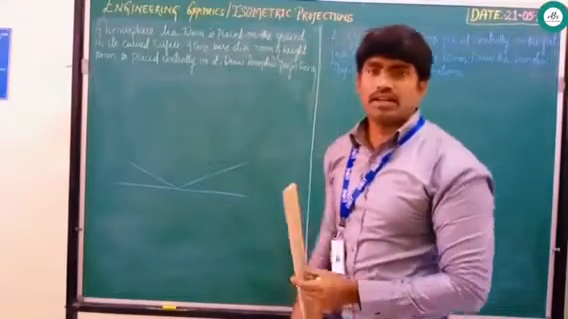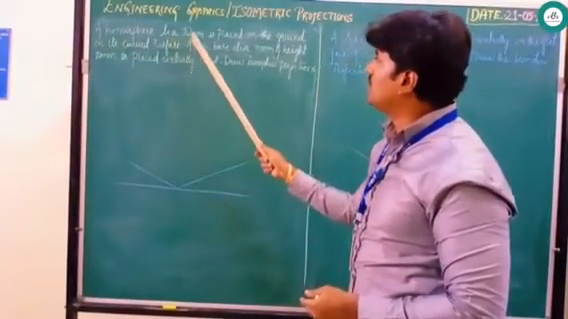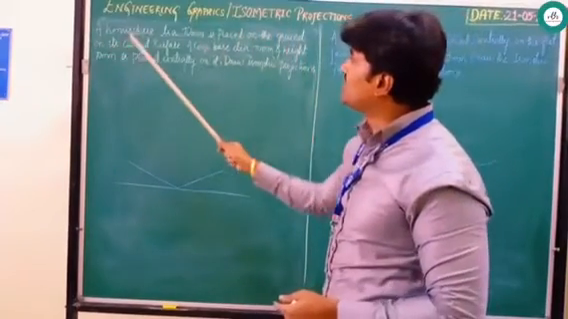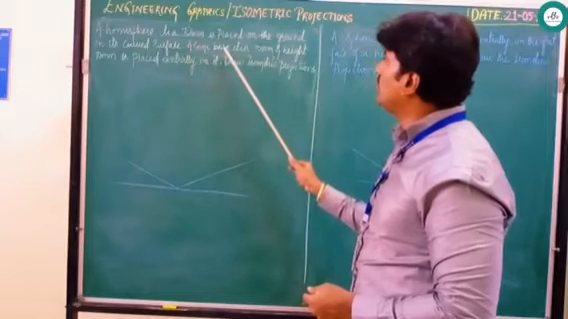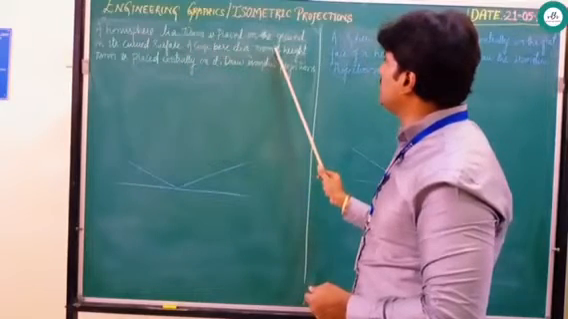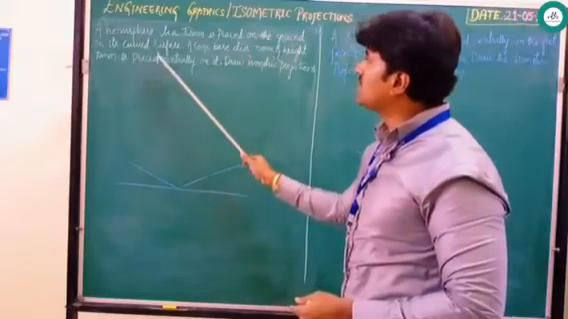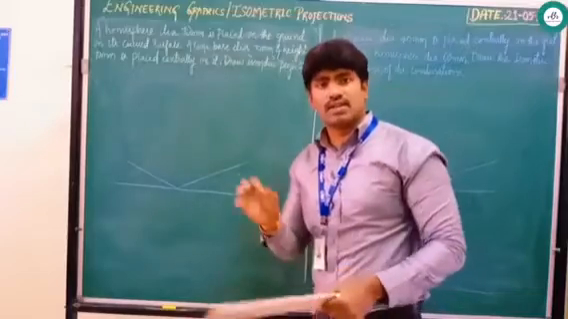Okay, coming to the next problem. A hemisphere of diameter 70 mm is placed on the ground on its curved surface. A cone of base diameter 70 mm and height 70 mm is placed centrally on it. Draw the projection. So it is clearly given.